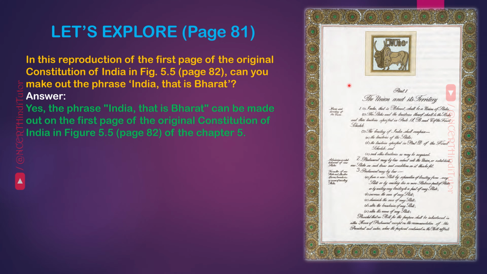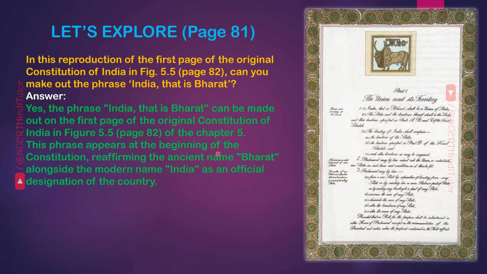So friends, this is figure 5.5. We can see here India, that is Bharat. This phrase appears at the beginning of the Constitution, reaffirming the ancient name Bharat alongside the modern name India as an official designation of the country. This inclusion highlights the historical continuity and the rich cultural heritage of the nation.